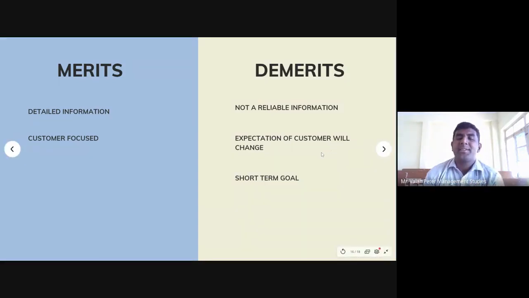Another important one is short-term goal. Whatever the customer comes and tells you is a short-term goal. See, the answer is in the previous point. Expectation will change, so it will not hold for a longer time, but only a very short time.